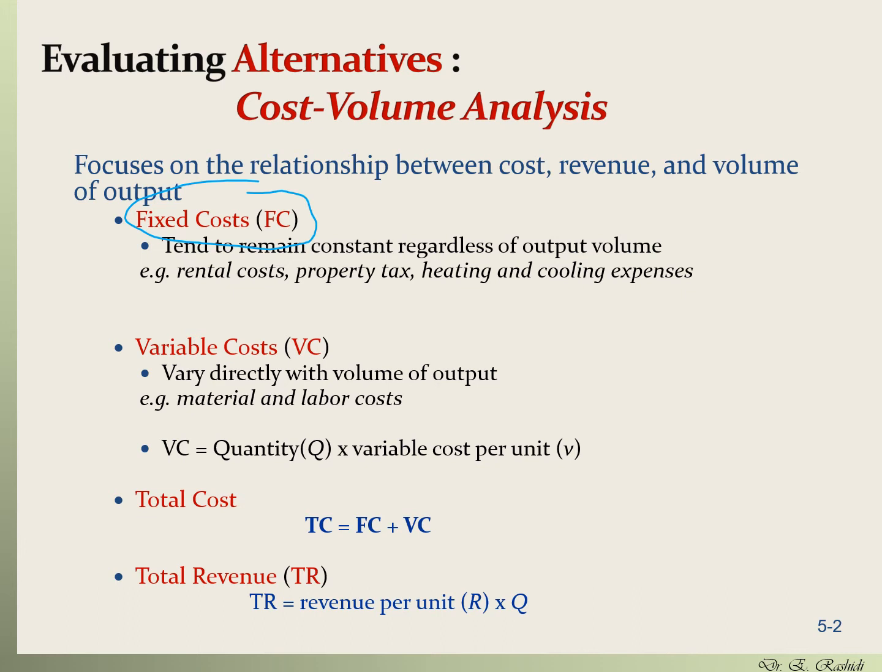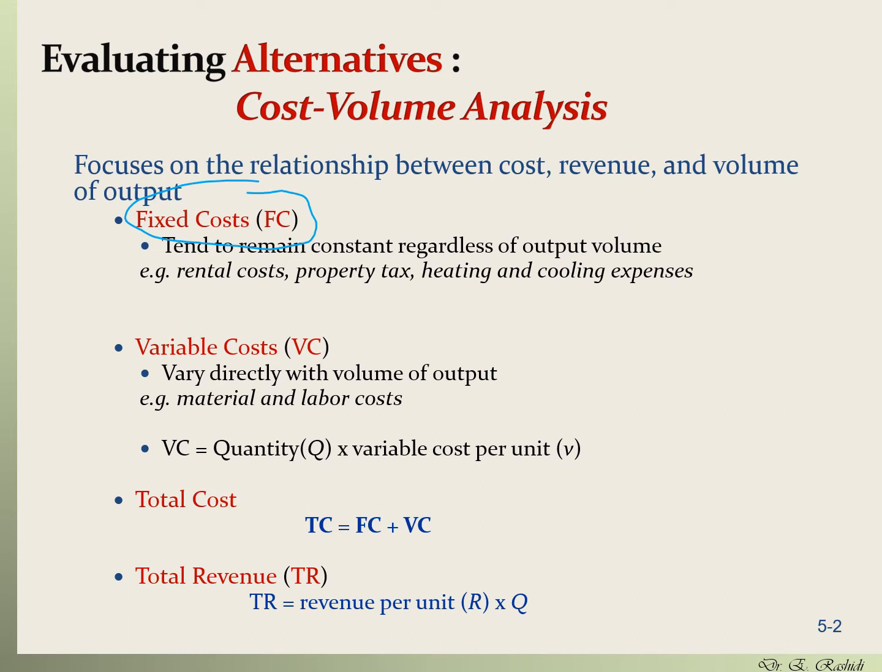For example, if you want to expand your capacity, and you rent or purchase a property, you already have paid for it, or you are still paying for it, no matter how many you're producing, or if you're producing zero. It doesn't matter, you have to pay for it. So this is a fixed and constant cost that's going to be a burden on your organization. The property tax, for example, is another example. Heating and cooling expenses, and the purchasing cost, or any other type of cost that you can think of that is fixed, that is constant. These are called fixed costs.